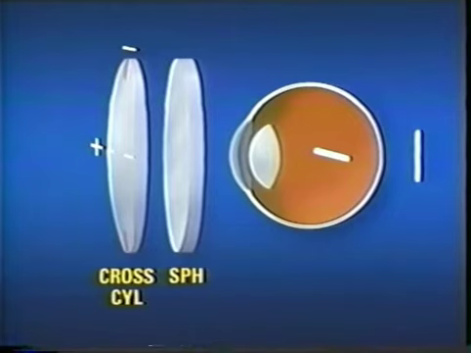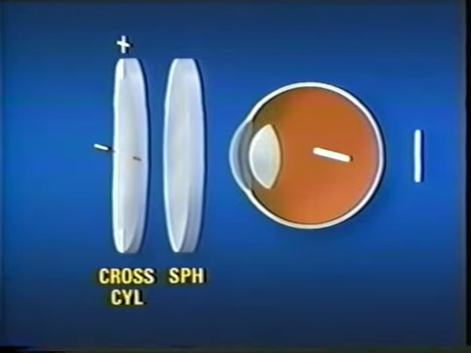The cross cylinder is then flipped to position 2, interchanging the plus and minus axes. Now the plus cylinder, axis 90, pulls the vertical focal line forward, and the minus cylinder, axis 180, lets the horizontal focal line slide backward, decreasing the astigmatism and decreasing the blur. Here's the patient's view of the letter chart as the examiner flips the cross cylinder and asks, which is better, 1 or 2? The patient chooses position 2.